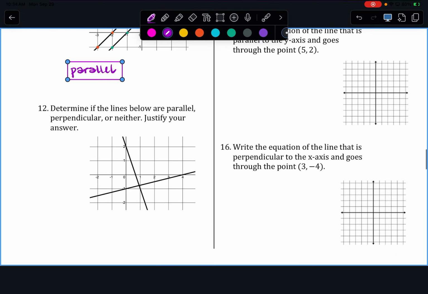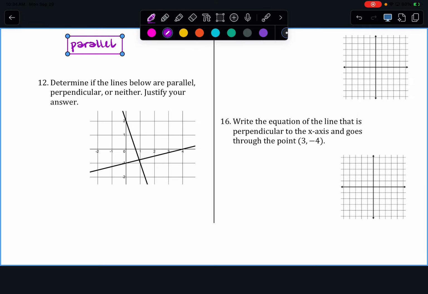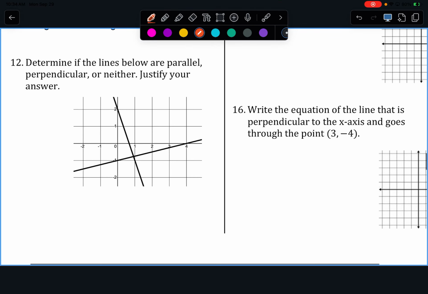Okay. Number 12, determine if the lines below are parallel, perpendicular, or neither. Okay, you can probably guess where this is going. Let's see. It looks like here's a point, and I don't hit another point until right here that I can identify. So that looks like we're going up 1 over 4. So he has a slope of 1/4. And then let's see on this other guy, here's a point. Oh, it looks like that's another point right there. So it looks like we're going down 3 over 1, -3 over 1.